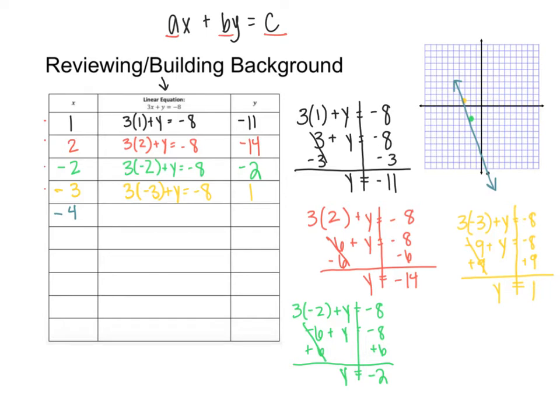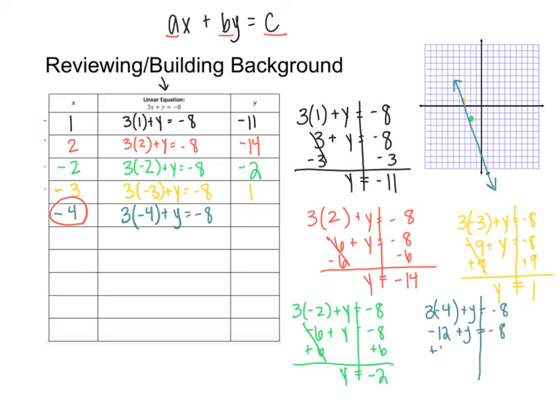So I'm just going to do one more with you to review what we learned yesterday. I'm choosing the value of -4 for my x, and from there I'm going to turn the x in my equation to a -4. So this becomes 3 times -4 plus y equals -8. I'm going to solve it off to the side. 3 times -4 is -12. So this becomes -12 plus y equals -8.